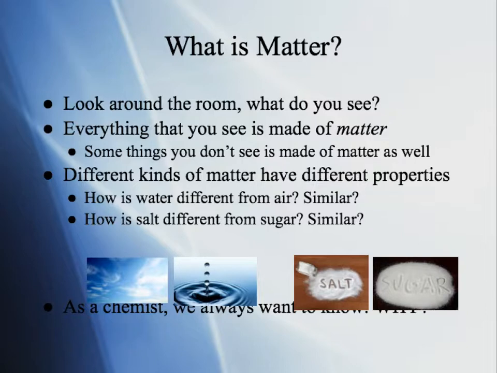So everything that you're seeing right now is made of matter. Okay? Everything that you see is made of matter. Some things you actually can't see, but it's still made of matter. For example, as I look through my window, I can't see the air that is around me constantly, that I breathe in and breathe out, but it is matter. All right, so there are some things that I can't see as well that are still matter.